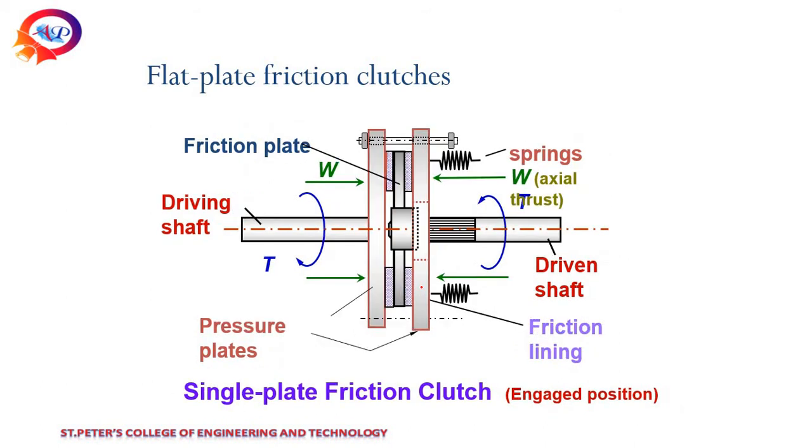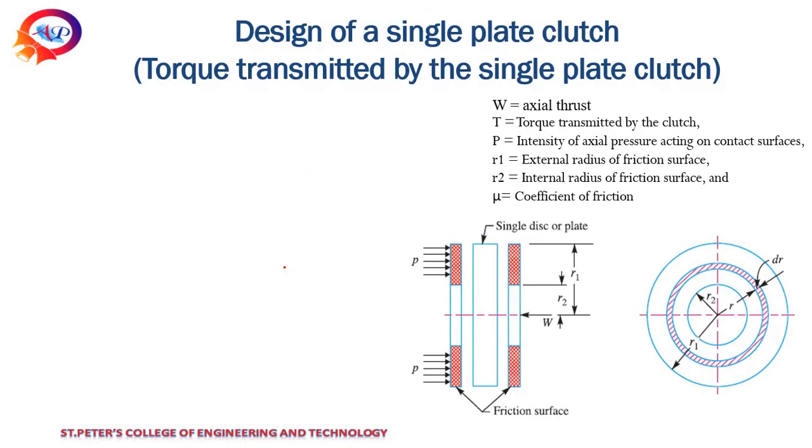This is after engagement. After engagement, the two plates are connected and power is transmitted from this plate to the other. We apply the thrust force W, and the torque applied is T. These are the basics of how a frictional plate works. Now we can go directly to the design of the plate. I don't want to discuss the functions and types of plates in detail, as we already discussed them in kinematics of machinery. So let's discuss the design part alone.